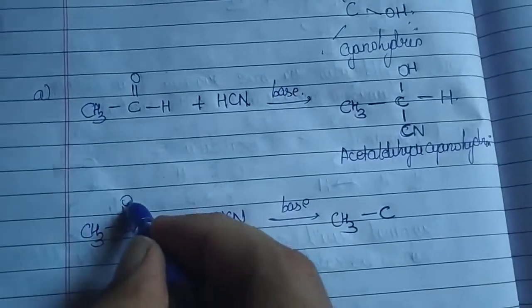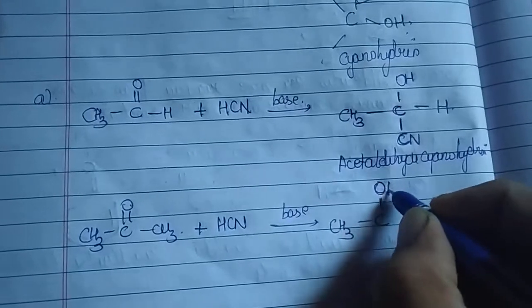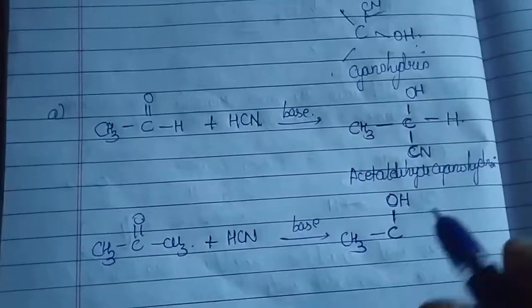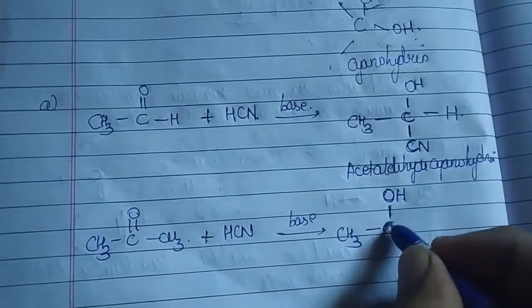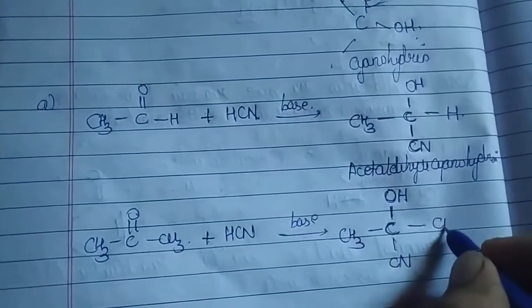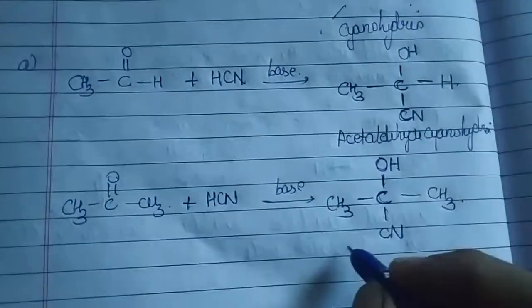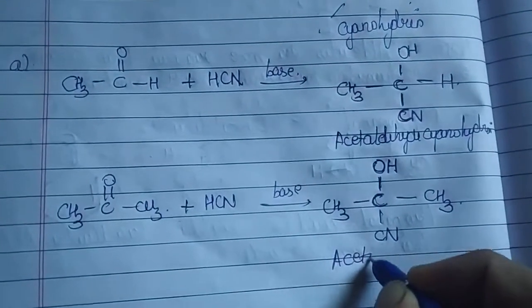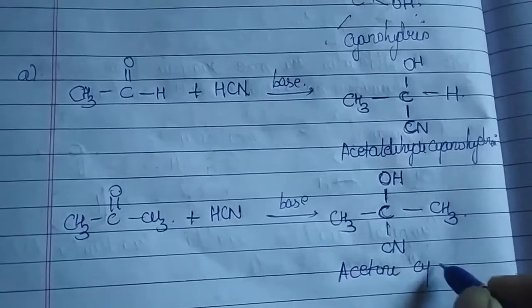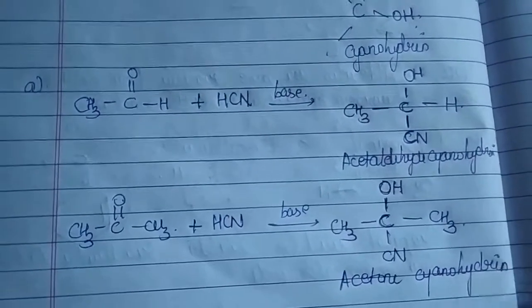The double bond has been converted to a single bond. O minus is there as an intermediate, and it will pick up a proton. Yes, the incoming nucleophile will attack the carbonyl carbon. Here comes your CN, and as usual, here comes your CH3. Yes or no? So this is called as what? Acetone cyanohydrine. Getting my point? Very much important.